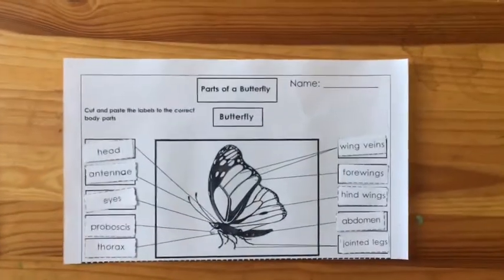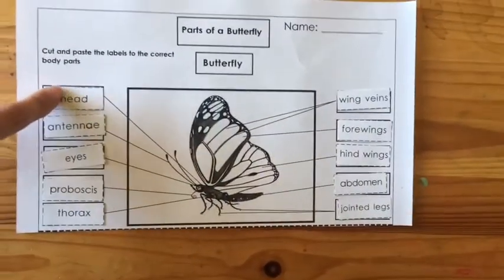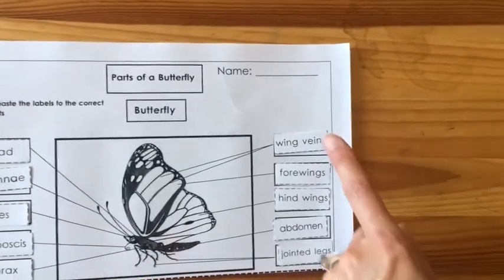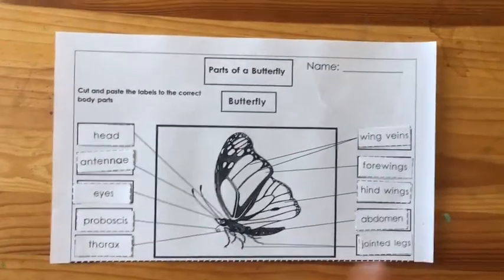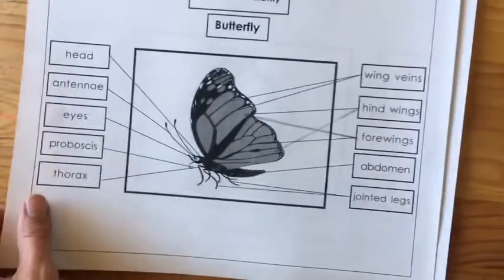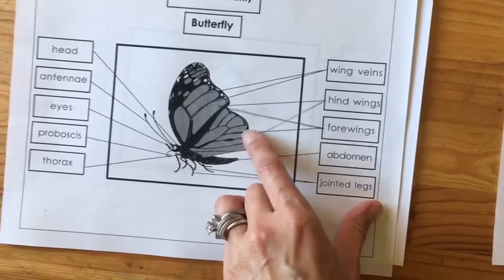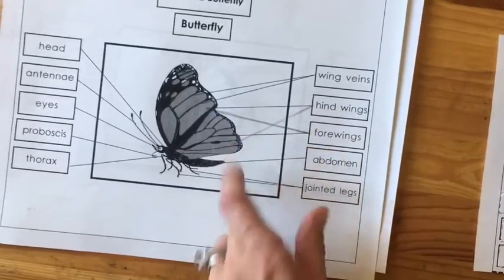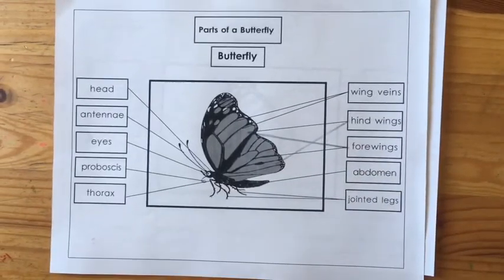So that's the parts of the butterfly. I'm going to bring this over. So this is what it would look like in the right places. So they can do a head, antenna, eyes, proboscis, thorax, wing veins, forewings, hind wings, abdomen, jointed legs. And unfortunately, as I was saying before, the hind wings are pointing to the front and the forewings are pointing to the back. So if you can white out these ones and redo a line like that, I've made it more confusing with mine, but if you're able to white it out, then do that.